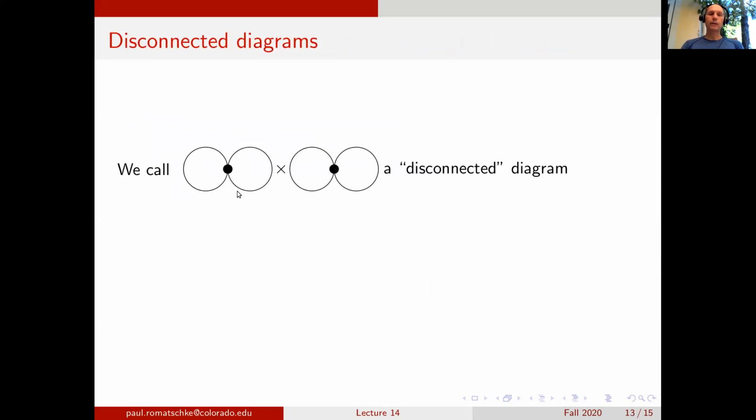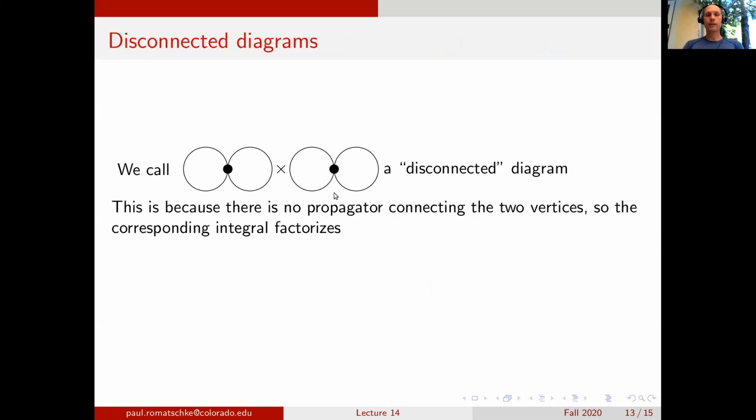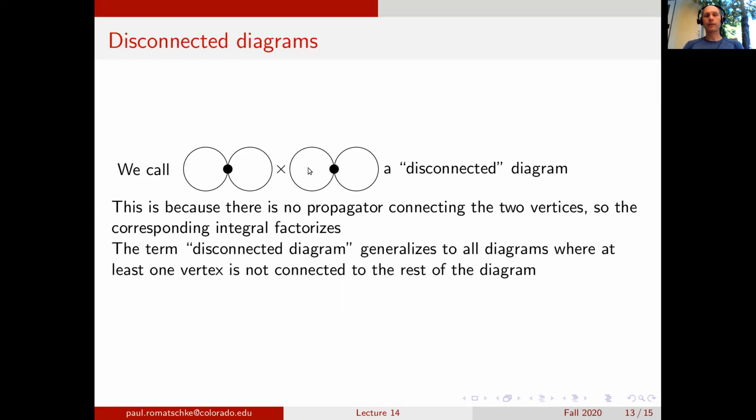The diagram where there is no direct connection between the vertices is called a disconnected diagram. Basically, that is just an obvious nomenclature. A disconnected diagram is just a diagram where there is at least one vertex that's not connected to the rest. So in this case, clearly there is no connection between these two vertices. So basically these two contributions factorize. This generalizes in a straightforward fashion to higher orders in perturbation theory, and we just refer to diagrams where one vertex is not connected to the rest of the diagram as a disconnected diagram.